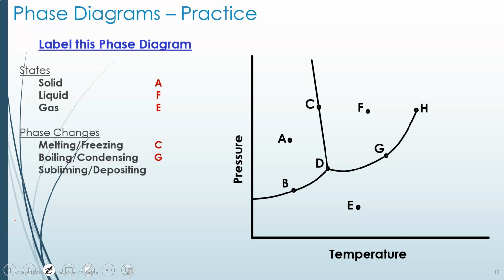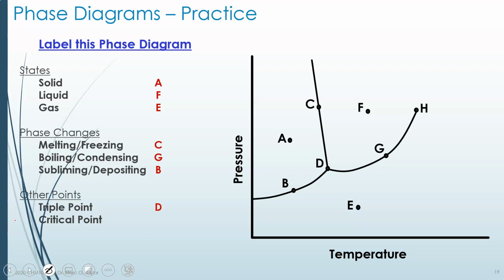And then subliming or depositing, that's going from a solid to a gas or a gas back to a solid. That would be going from the area where A is at to the area where E is at or back. And we find that transition would happen where we have the line that includes point B at. So any part of that line where B is at, that would be subliming or depositing, depending on which direction you go. And of course, the triple point is where they all meet at point D.